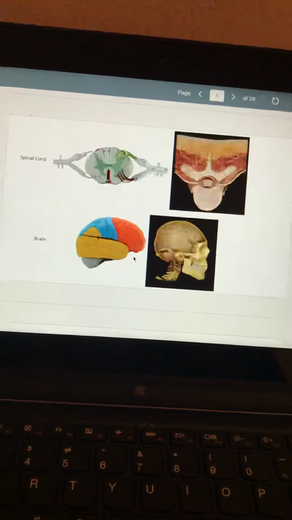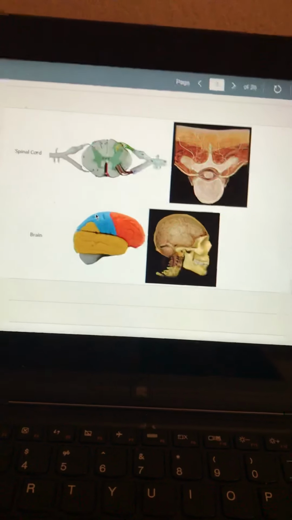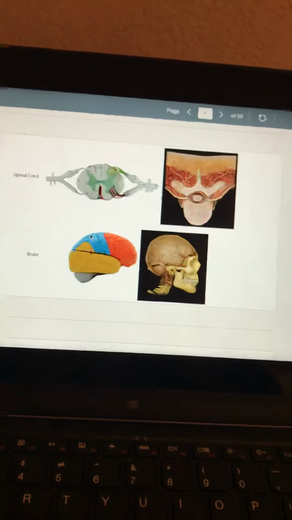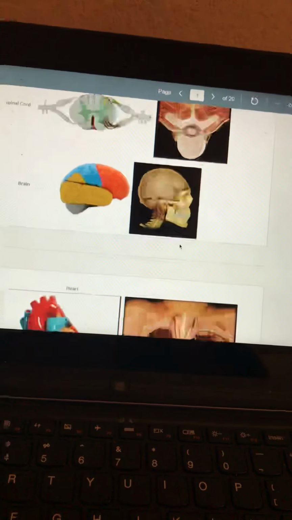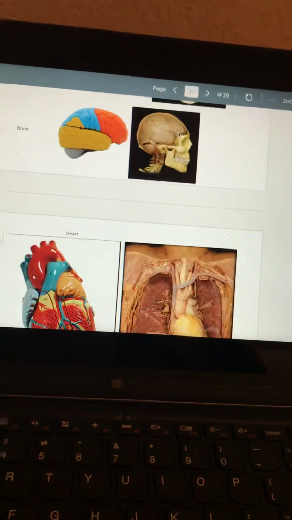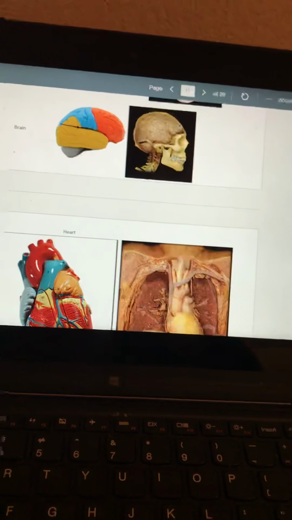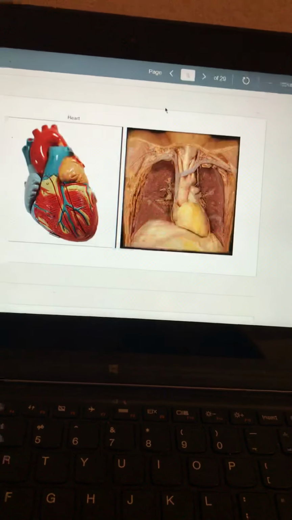Now right here we could see a slide of the spinal cord and the brain. The temporal lobe, frontal lobe. All right, and then here's the heart.